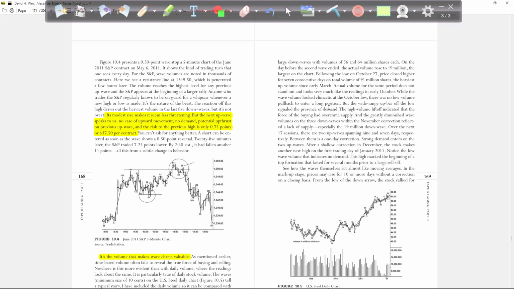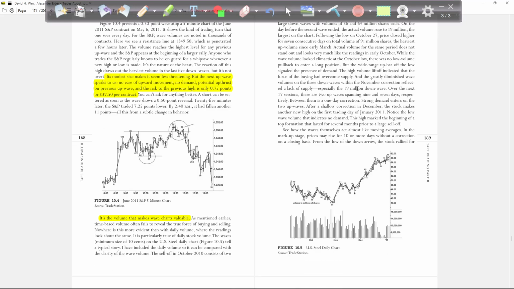While the wave volume looked climactic at the October low, there was no low volume pullback to enter a long position. But the wide range up bar of the low signaled the presence of demand. The high volume liftoff indicated that the force of the buying had overcome supply, and the greatly diminished wave volumes on the three down waves within the November correction reflected a lack of supply, especially the 19 million down wave.